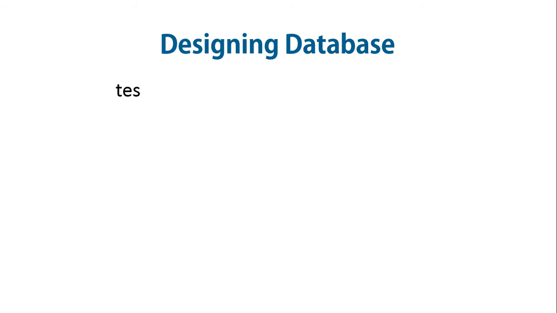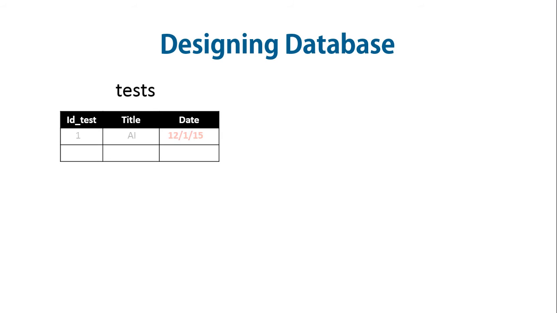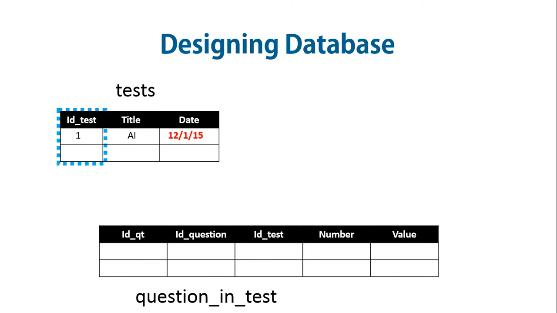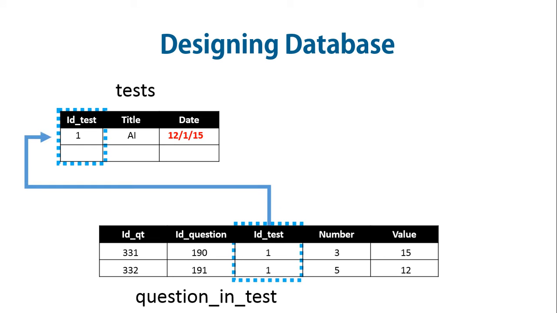The table test holds ID test needed in question and test. Each test can have multiple questions, but an entity in question and test can refer to only a single test. Therefore, the relationship from test to question and test is one to many.